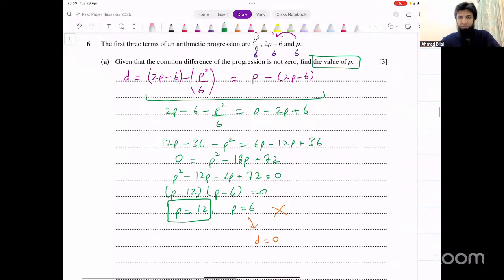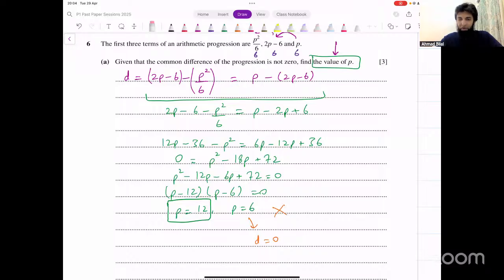Whenever you have a question in which you're getting multiple answers, you always need to check the question statement if getting multiple answers is possible. Okay? So the question statement here will always be very exact. So in this case, they say find the value of p. That means it has to be one value of p. You can't have multiple values of p. So you have to figure out which one can be eliminated because of any condition that they've given in the question. So they're saying the difference should not be 0. So we check which one gives us a difference of 0. 6 gives us 0. So we say the only possible value of p is 12 here.